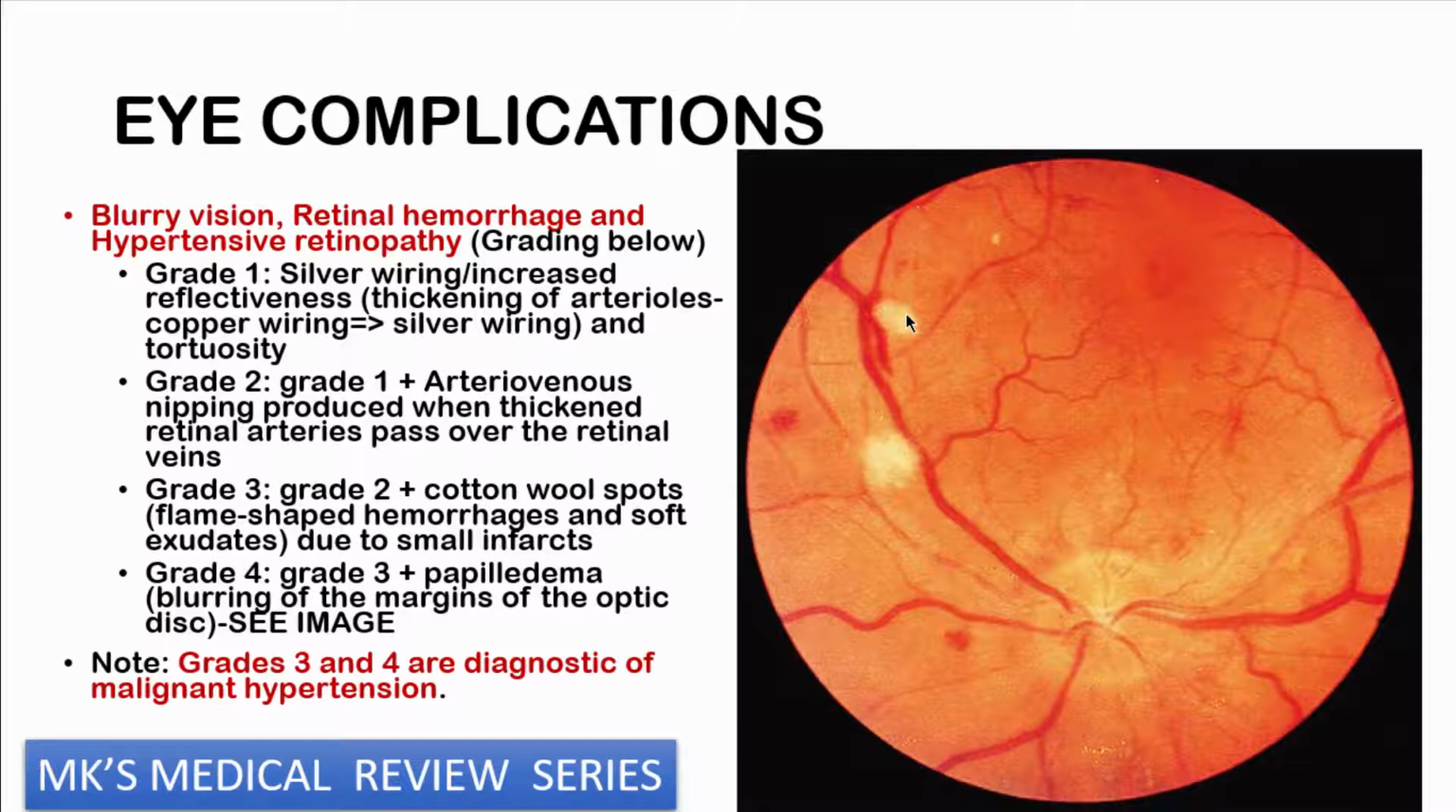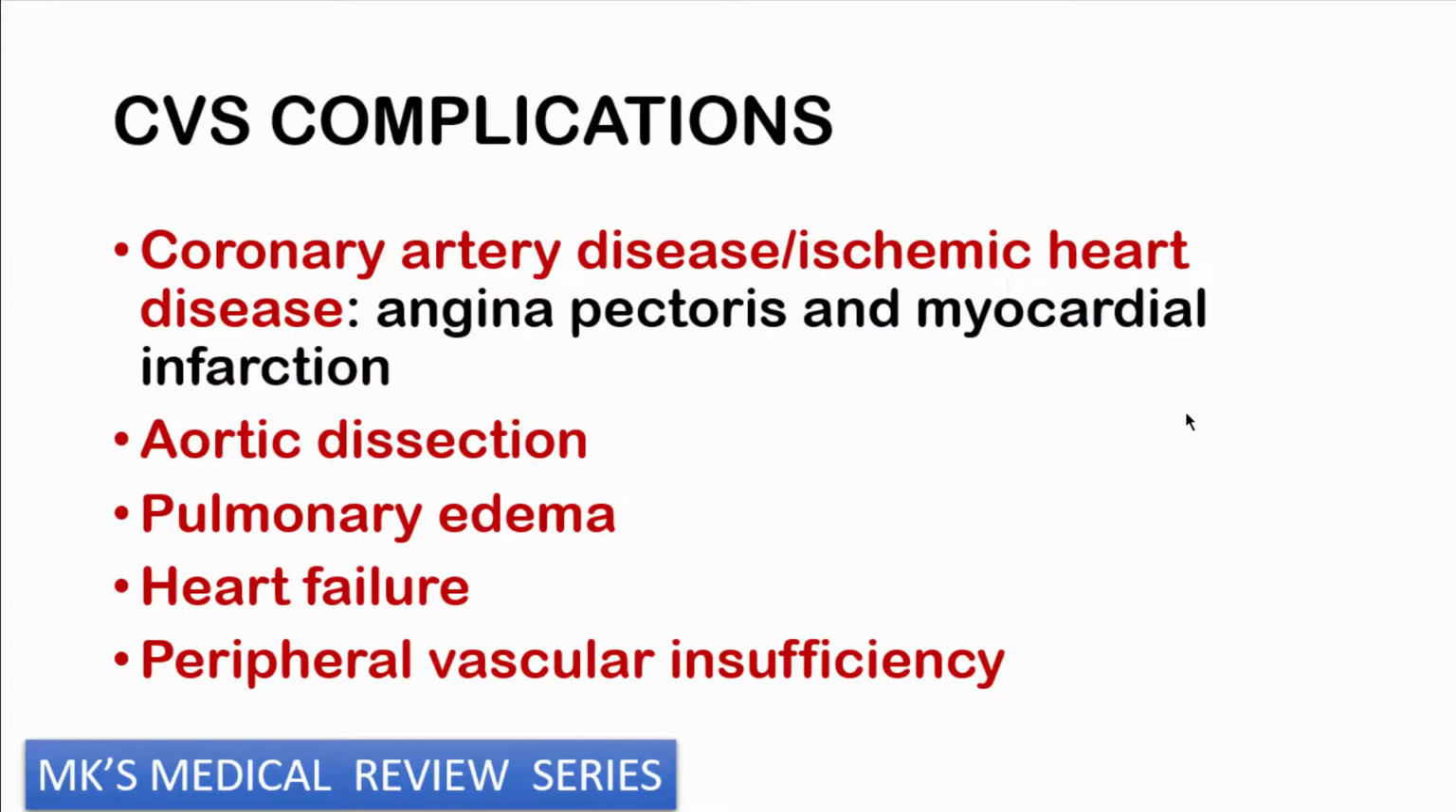Then grade 4 is what you have in grade 3 plus papilloedema. So you have this optic disc where these vessels are coming out from. You may have a blurring of the optic disc. So what is shown here is what is seen in hypertensive grade 3. So sometimes in your OSCE stations, they may bring you this and ask you what you see on this image. So remember that grade 3 and grade 4 retinopathy are diagnostic of malignant hypertension.